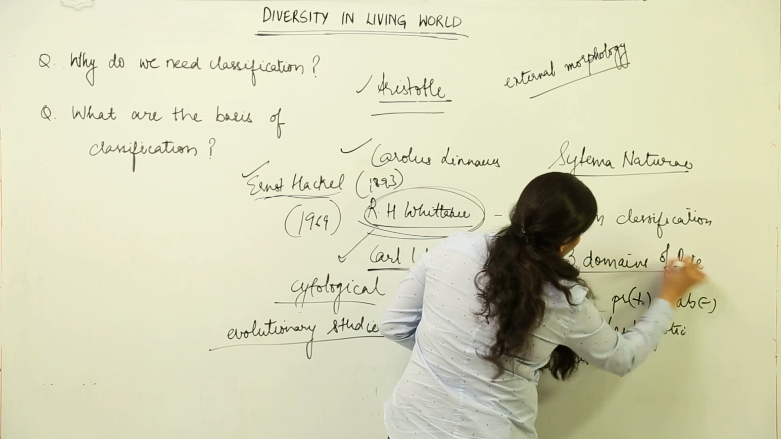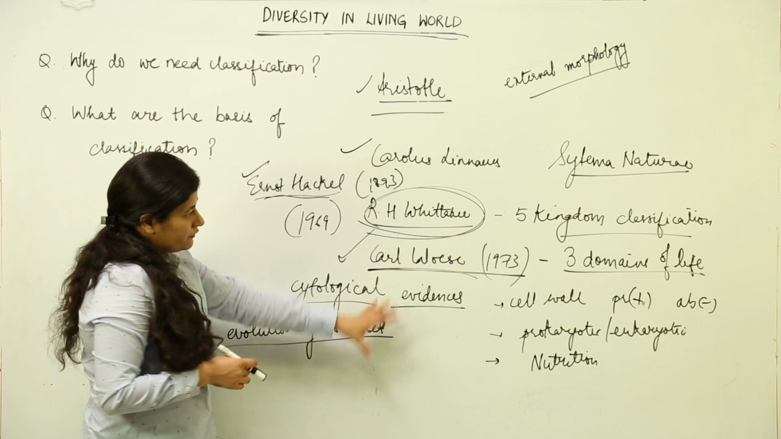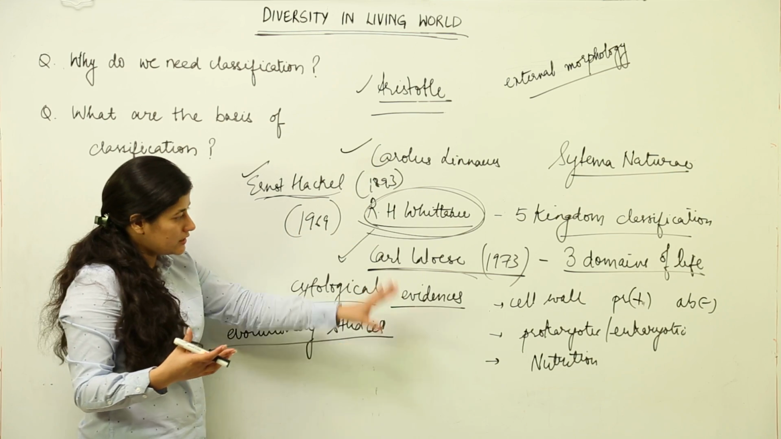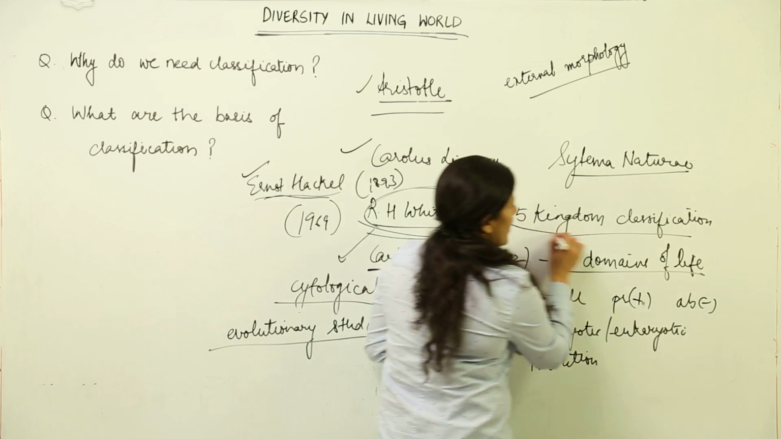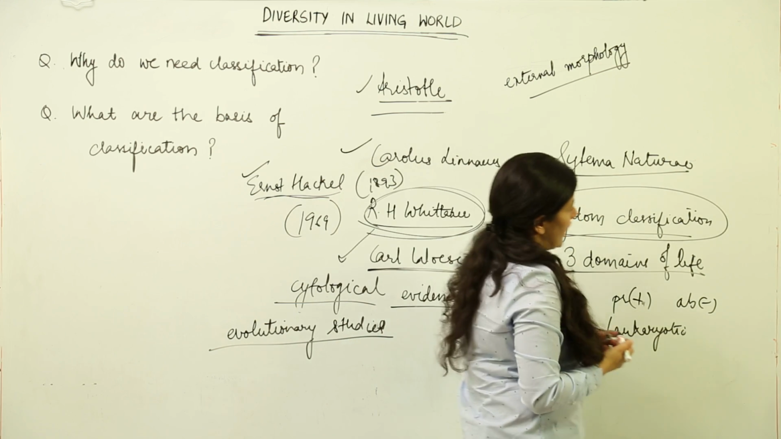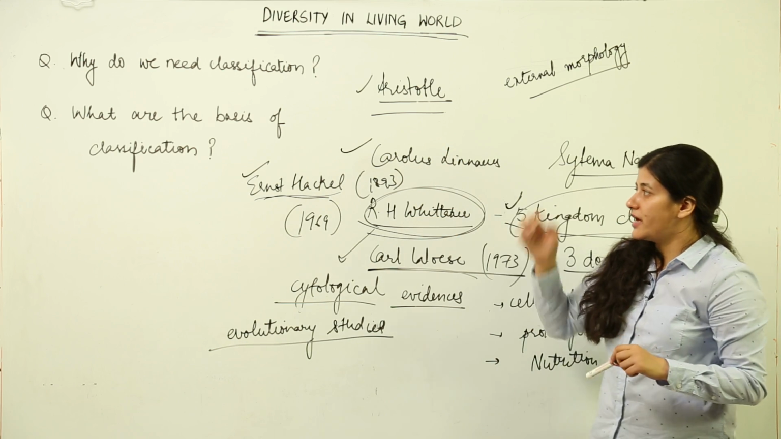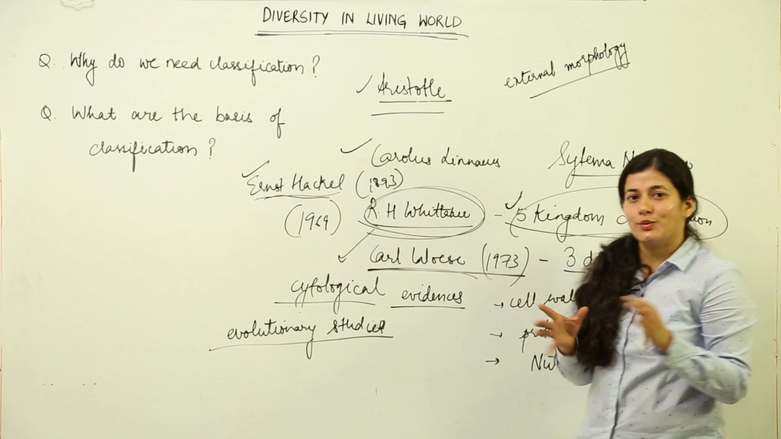So when we have gained enough knowledge about these, next we shift to the 5 kingdom classification. We are going to understand what R.H. Whittaker had told in the 5 kingdom classification. So we have arrived at the answers to these, and with this we are going to end the lesson.